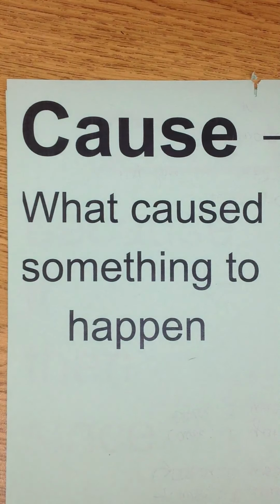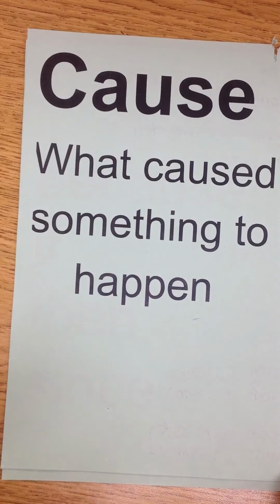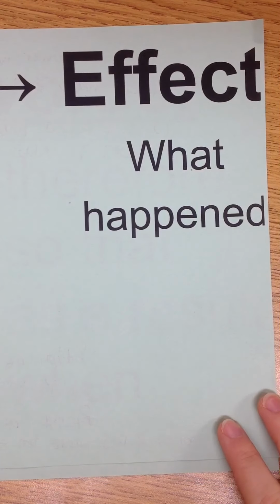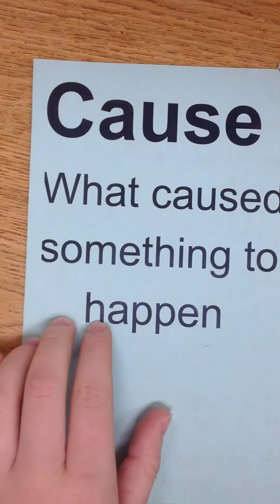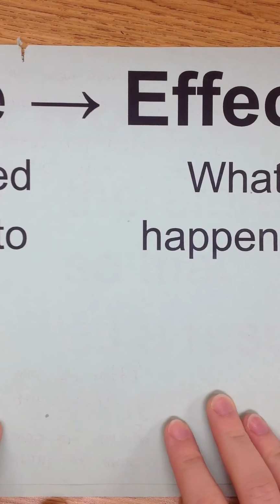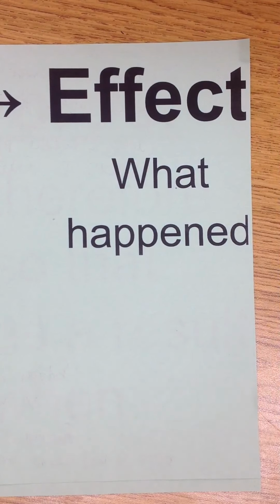So we're going to talk about cause and effect. A cause is what causes something to happen, and an effect is what actually happened. So if someone tripped you and you fell down, the cause would be that somebody tripped you, what caused something to happen, and the effect is what actually happened. You fell.